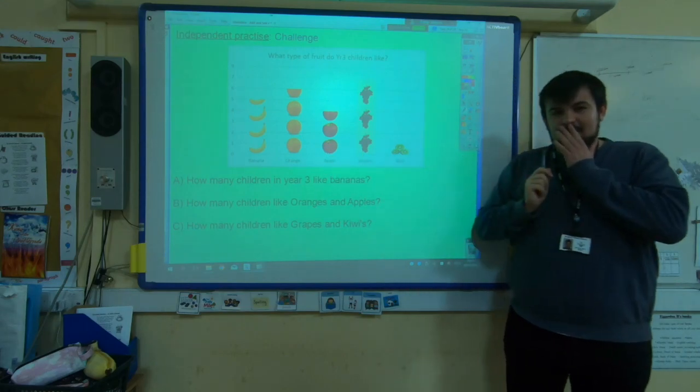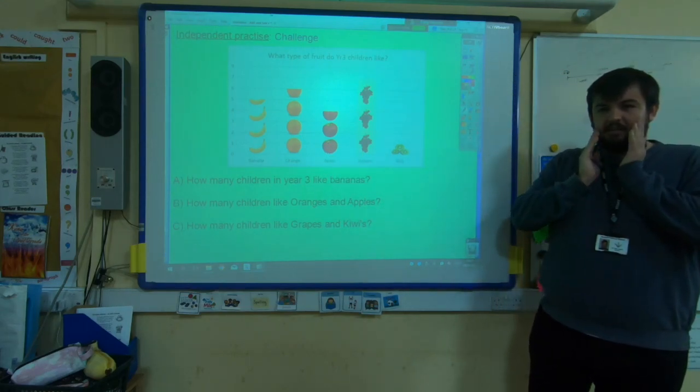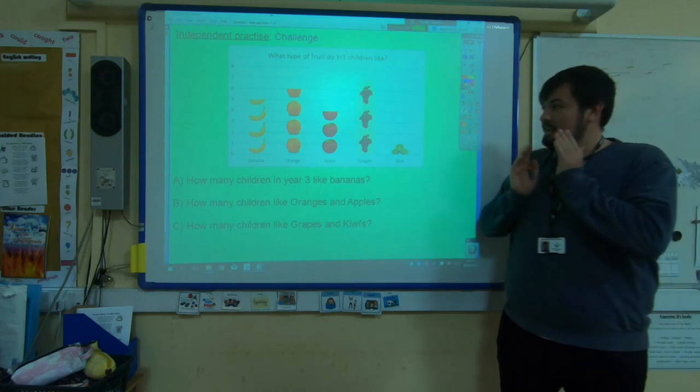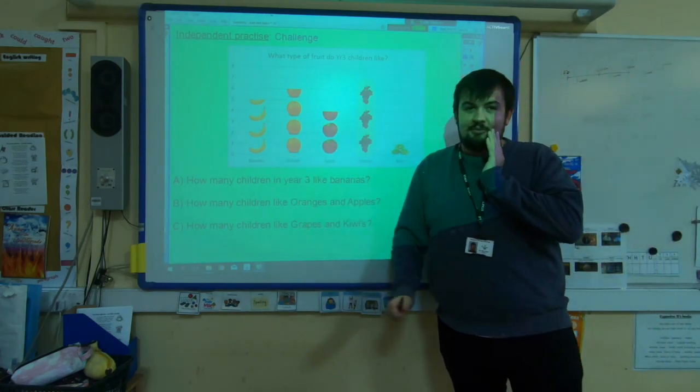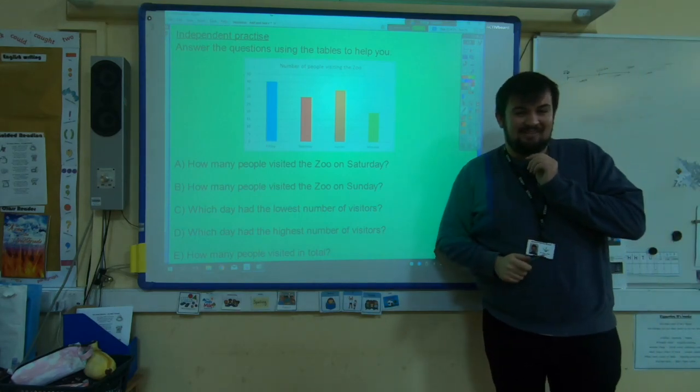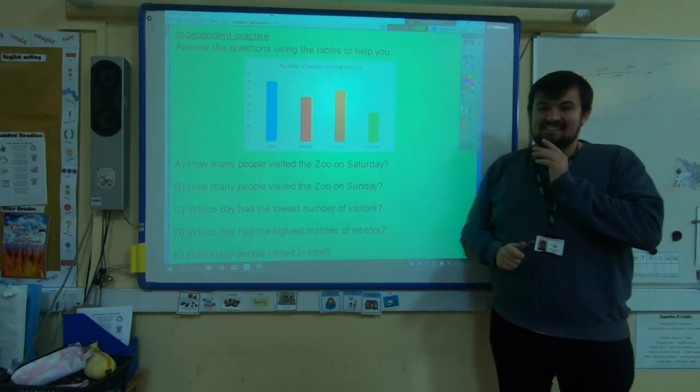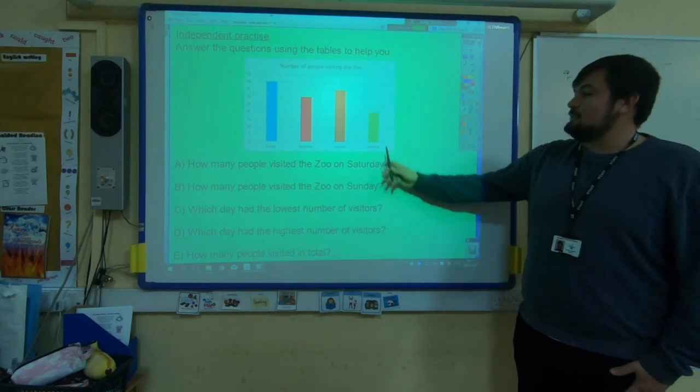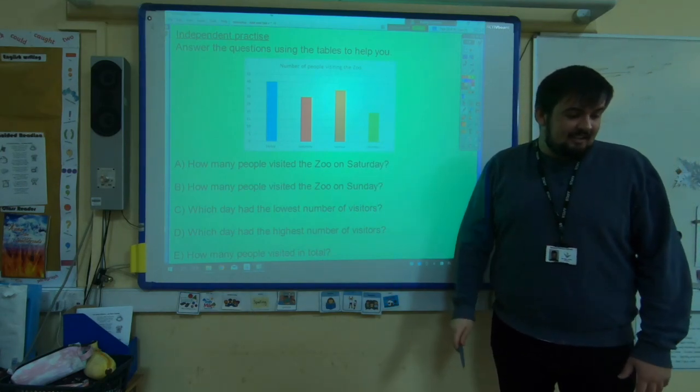Oh, it's not a bar chart, this one. A pictogram. Yeah, it's a pictogram, because look, it's got pictures of fruit. I think it's going to be a fruitogram. Not a fruitogram. No, a pictogram, because it's pictures. Okay? So we're going to have a go at the bar chart first.